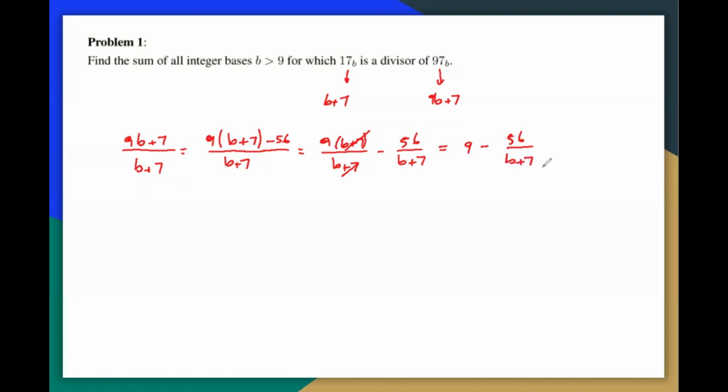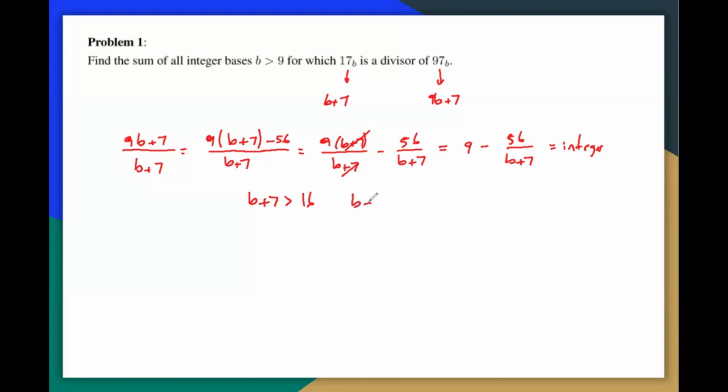But how is this going to be helpful? Since we know the result is going to be an integer, this fraction should be an integer. That means b plus 7 should be a divisor of 56. And we also know b is larger than 9, so b plus 7 has to be larger than 16. When you look at the divisors of 56, we don't have too many divisors.